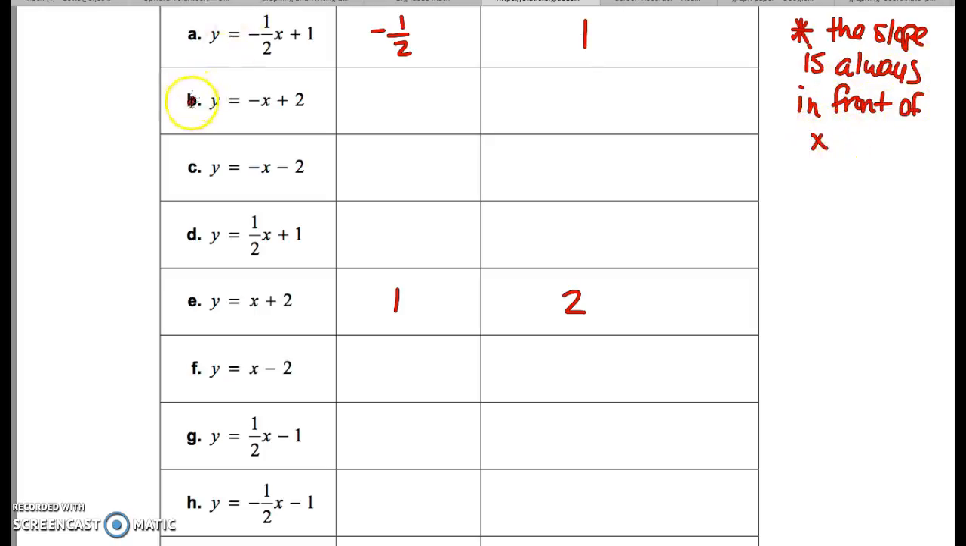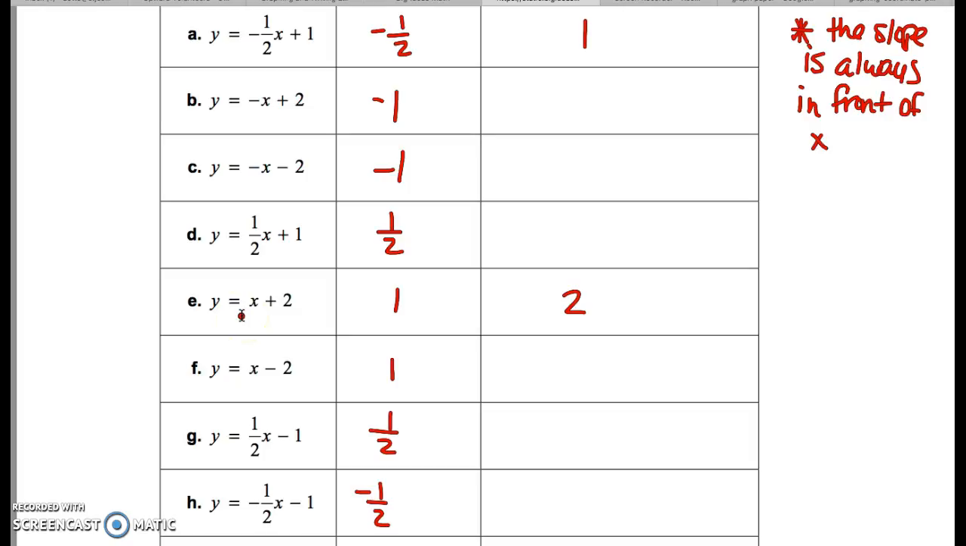Okay, so on B, what's in front of your x? Well, I have a negative, so that means my slope would be a -1. Same thing for C. For D, what number is in front of your x? 1/2, so that's your slope. F, what number is in front of the x? There's nothing there. Technically, it's a 1. For G, what number is in front of the x? 1/2. For H, -1/2. So it's really easy, just looking at the equation, to pick out what your slope is.